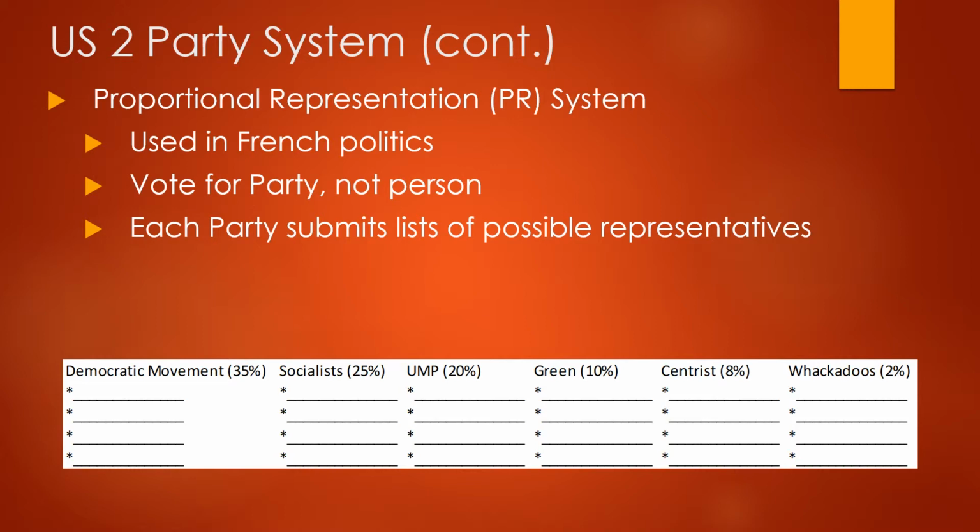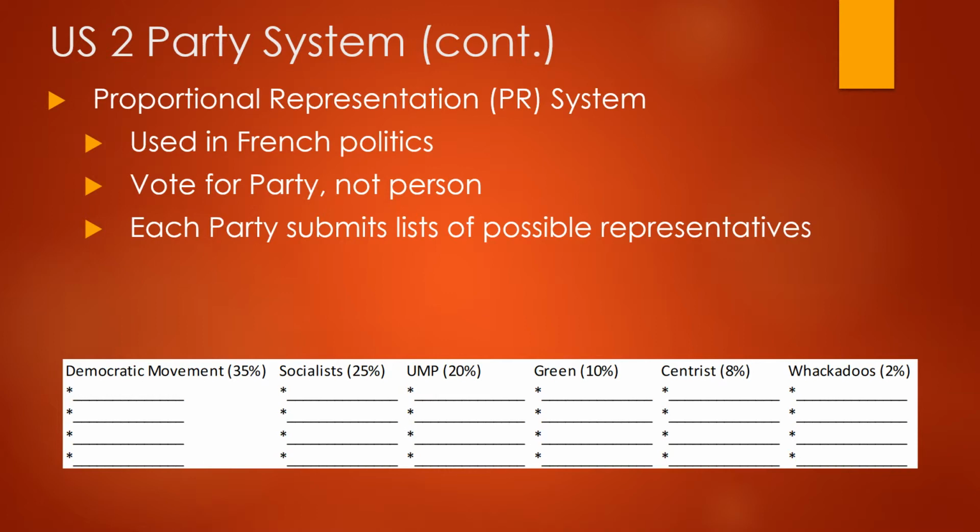And so you see down at the bottom, don't hold me up to the math or anything like that, just for representation, but you see like the Democratic Movement, Socialist, the UMP, Green, Centrist, and I've just got the wackadoos sitting out there. In our system, the Green, Centrist, and the wackadoos, yeah, they run for election, they may be part of debates, they get their ideas out there, but they'll never be a part, or rarely be part of Congress or a legislative body.